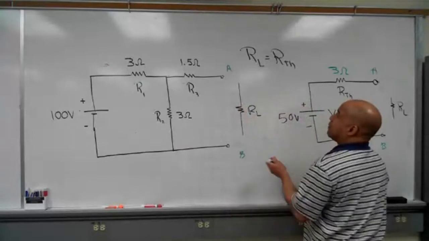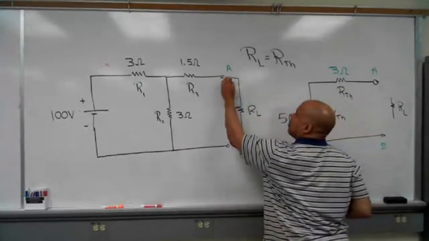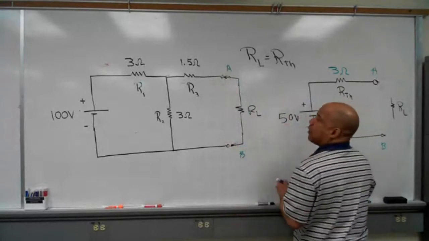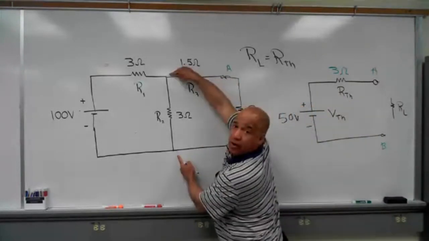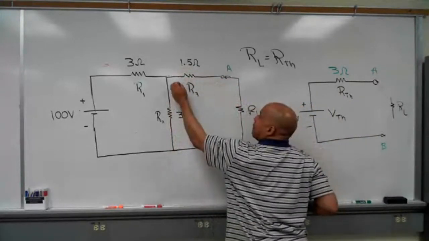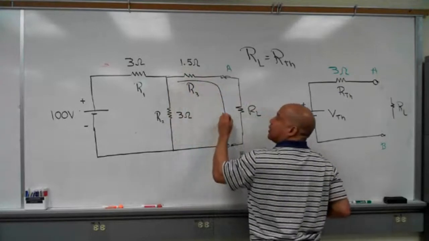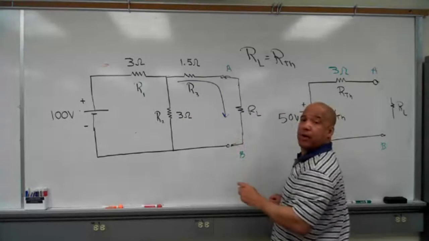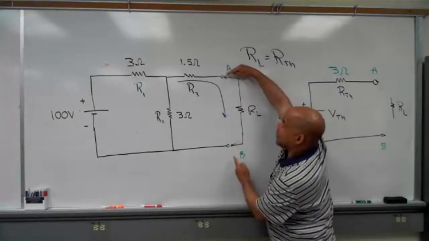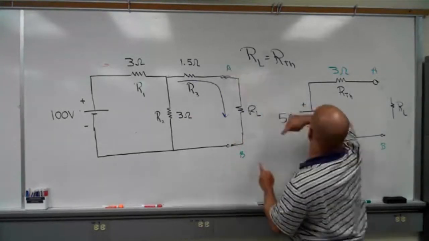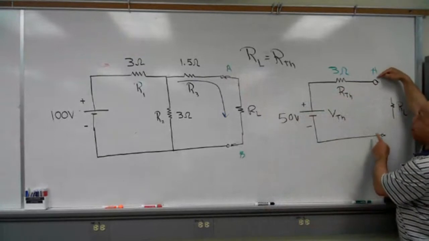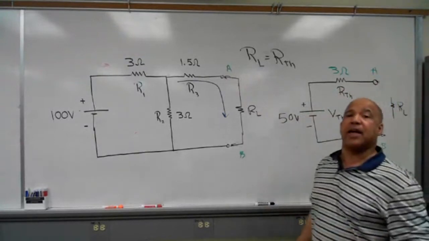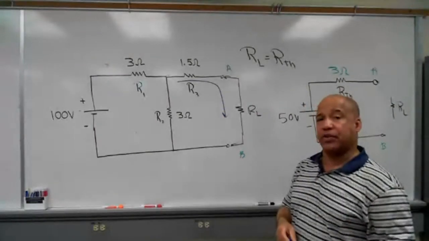That changes once I hook up the load. Now I have current flowing. It was 50 volts here, right? Now I have current flowing through R3 down to the load, so now there's going to be a voltage drop across R3. But whatever that new voltage is between A and B, you'll have exactly the same voltage over here when you connect the load in the Thevenin circuit. So we call the Thevenin circuit an equivalent circuit, the Thevenin equivalent circuit.